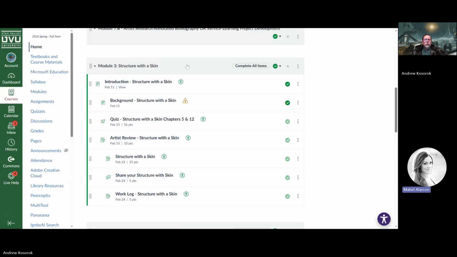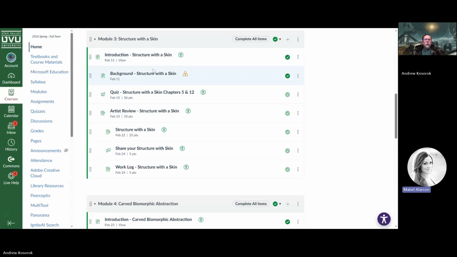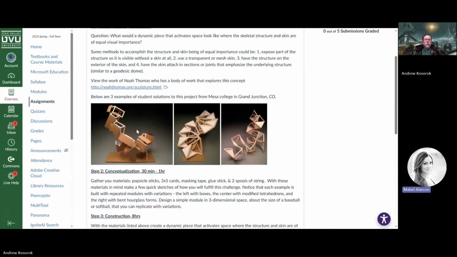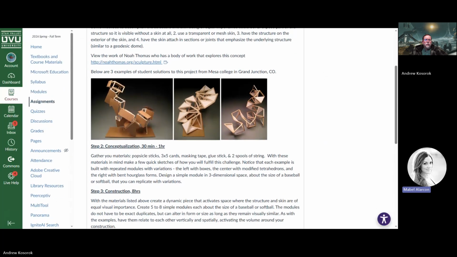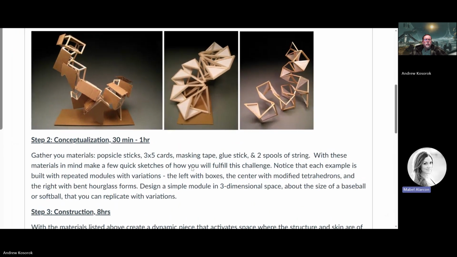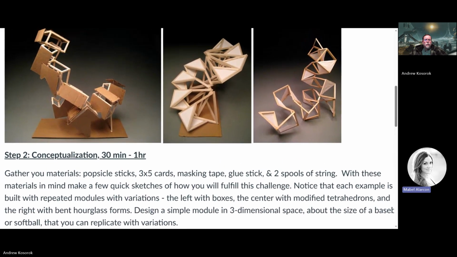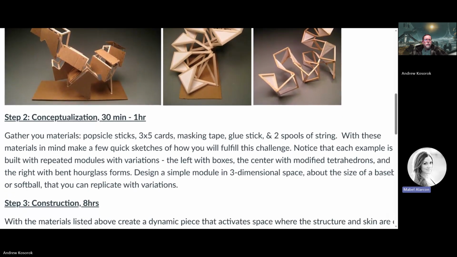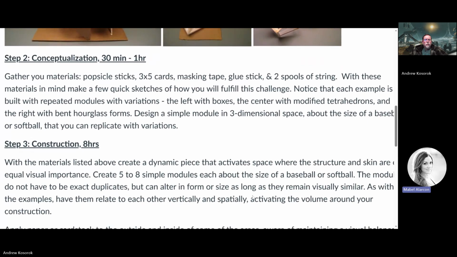I have no idea. Okay, I wanted to ask you, sorry, going back to the structure of a skin and some people not understanding what a module is. One of the explanations right there on the structure of the skin, yes, it says that they don't need to be exact duplicates. It says on the construction, at the bottom, scroll down a little bit. It says the modules do not have to be exact duplicates.